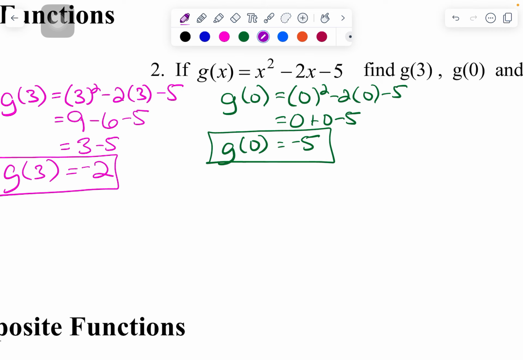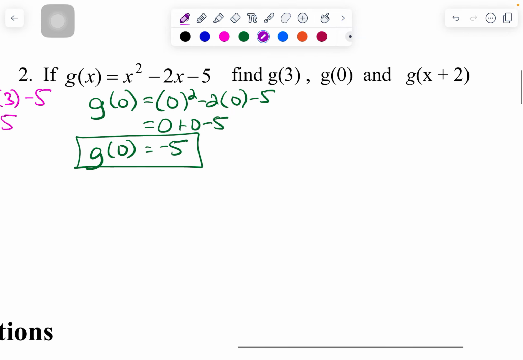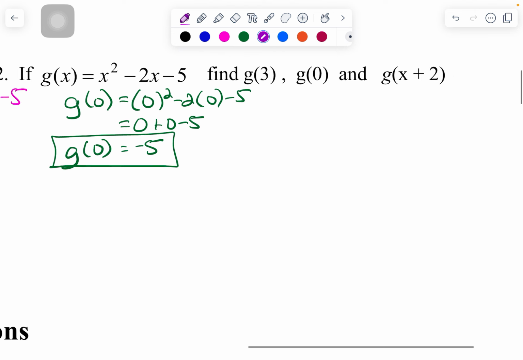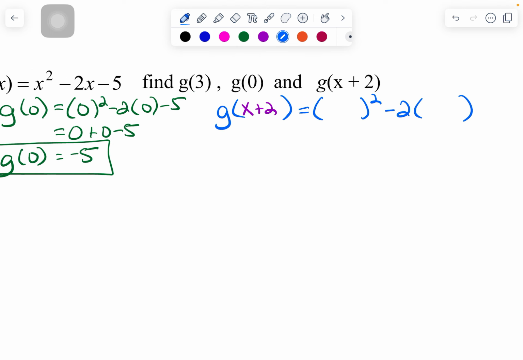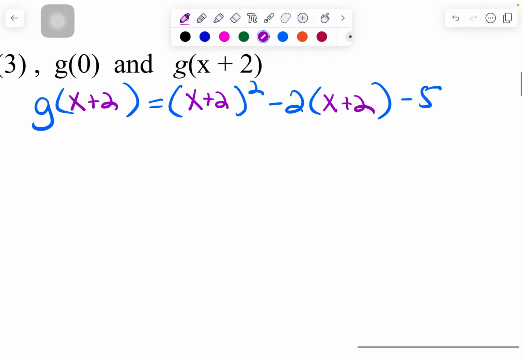Now the last one, I asked for 3 things. For the last one, we're going to input a little expression here, and the expression we're inputting is x plus 2. So that's going to replace both of the x's. All right, let's make sure we're very clear and very careful when we're doing this. So g of x plus 2 equals x squared, give myself enough space, minus 2x, and then minus 5. And both of those x's, I left myself space to replace with the expression that I want x to equal. So let's go ahead and do this so I can just focus on this.